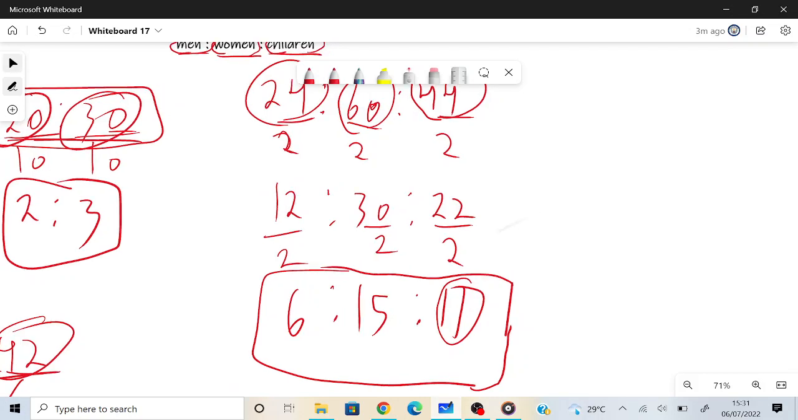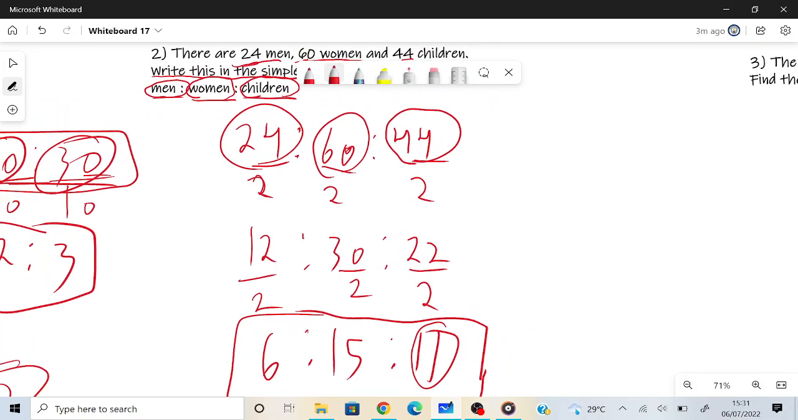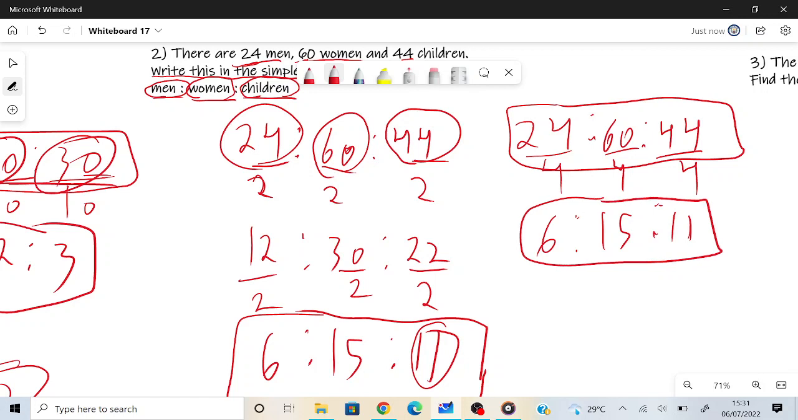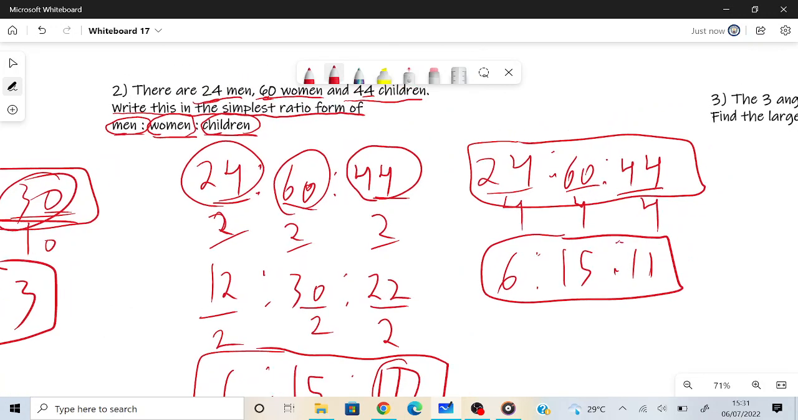Now we could have done this the other way as well. As I said, we could have taken the highest common factor from the outset. So right away we could have looked at the highest common factor between all 3, and I think this would have been 4. So divide this by 4, divide this by 4, and divide this by 4. 24 divided by 4 is 6. 60 divided by 4 is 15, I think. Yep, it is. And 44 divided by 4 is 11. So you could have done that as well. Any method is fine, but do remember that whenever you want to divide everything by 2, it has to be all even numbers.